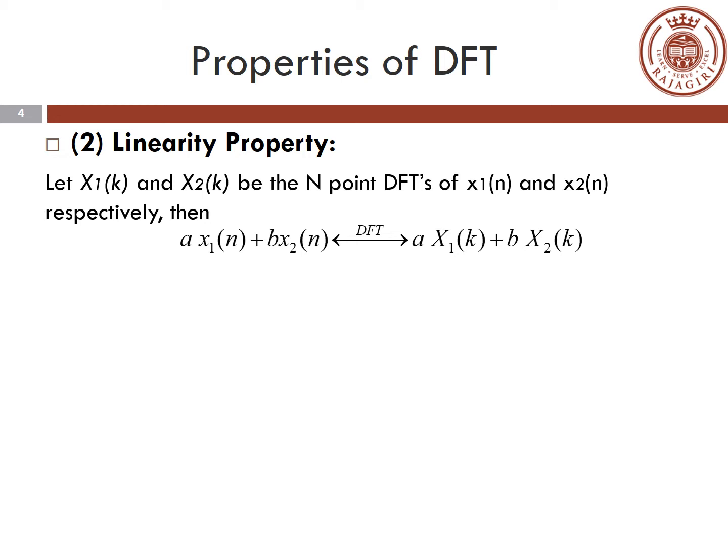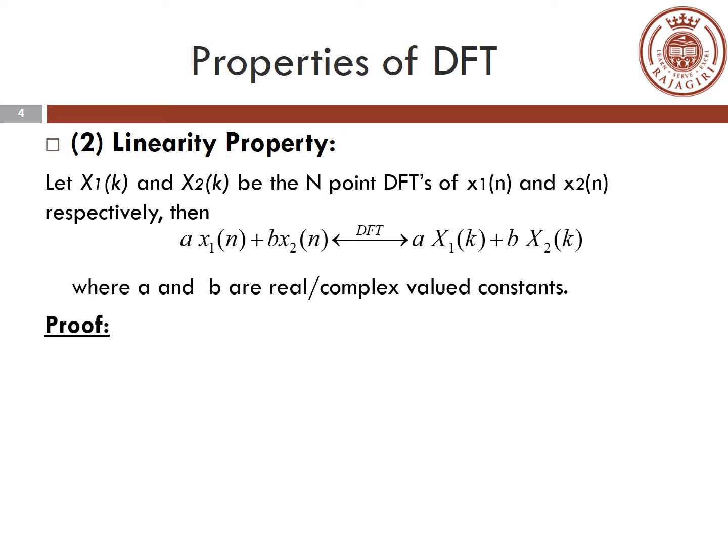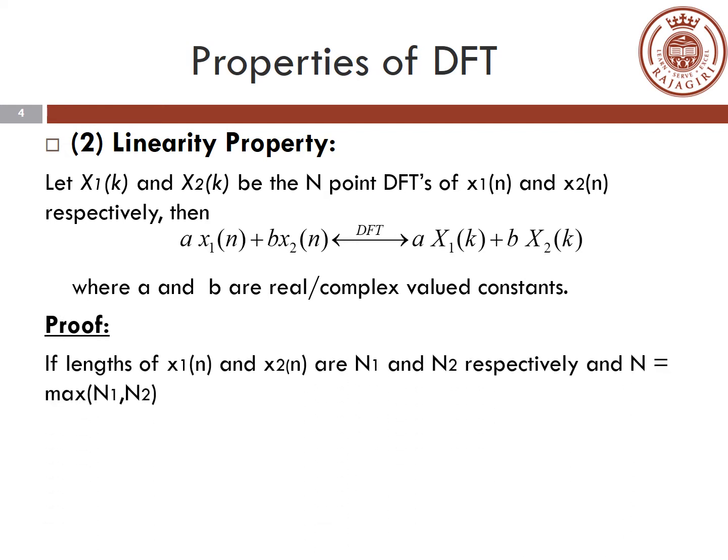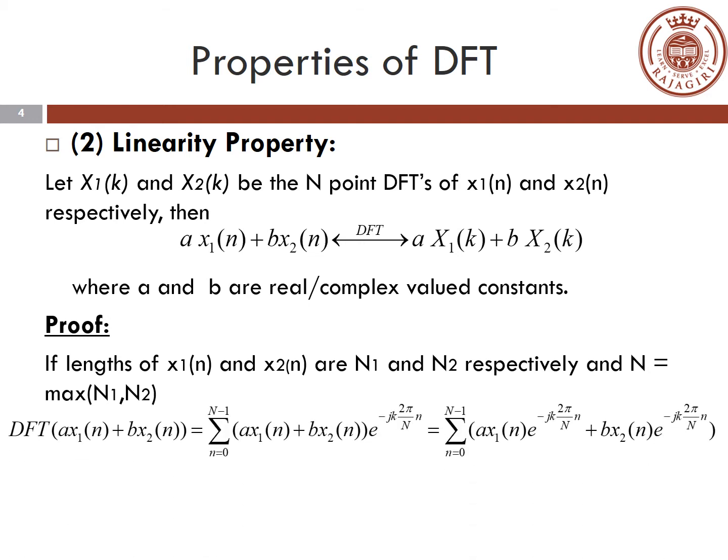Okay. So your endpoint DFT will be chosen accordingly. So here A and B are real or complex valued constants. Now moving into the proof. Now this is what I have been discussing right now. If the lengths are different, then n is going to be the maximum of n1 comma n2. The proof is very simple.